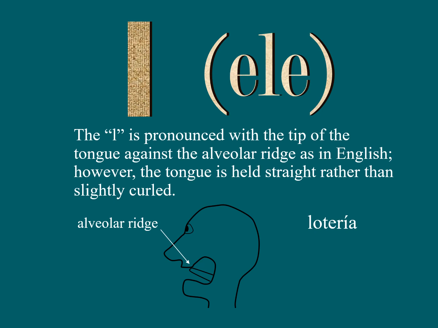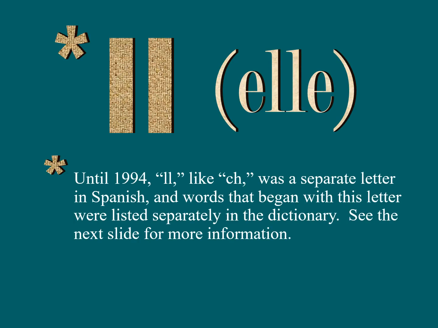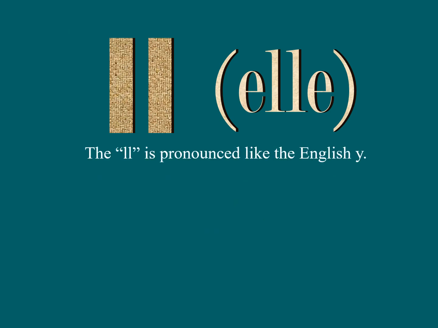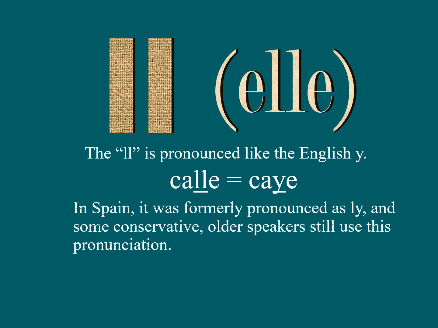L. The L is pronounced with the tip of the tongue against the alveolar ridge as in English. However, the tongue is held straight rather than slightly curled. For example, lotería, hola, azul. Elle. Same with the CH. The double L was a separate letter, different section, and it's pronounced like the English Y. Calle.